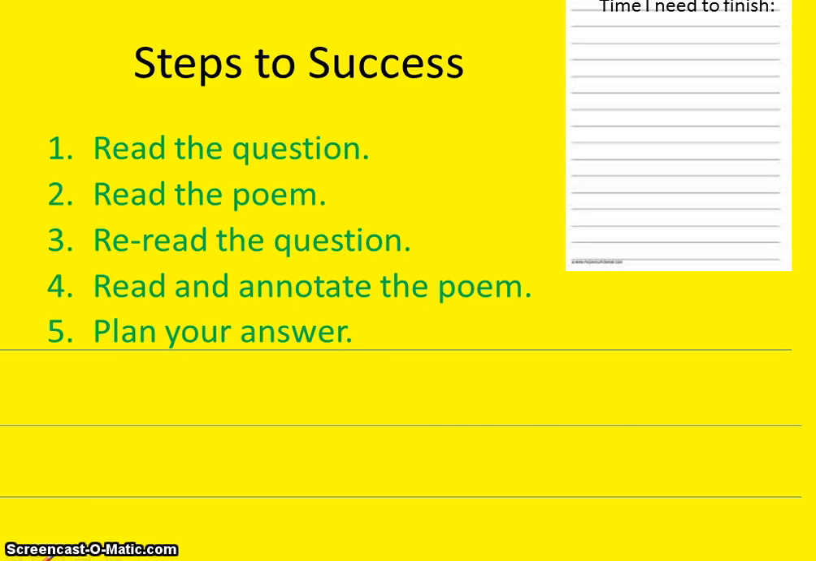So, first steps: take the first 10 minutes, read the question, read the poem, reread the question, and then annotate the poem for anything that will help you answer the question. And then you need to plan your answer. Break it down into 3 main sections that you're going to talk about. Make sure that you've got evidence to answer each one of the bullet points. So that's going to take you a good 10 minutes.